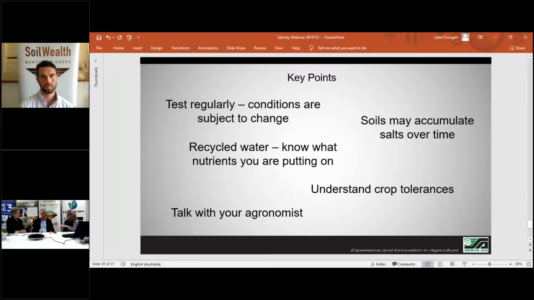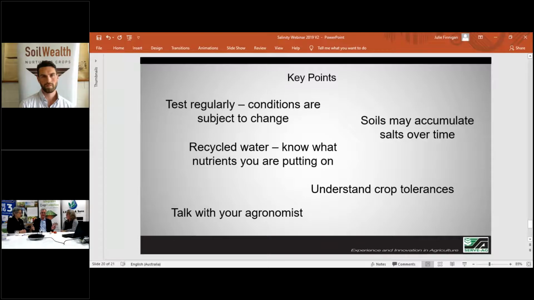The other thing to consider there too is that depending on the size of your dam, we can get stratification of salt within the water profile too. So sometimes where we draw the water from, near the surface or close to the bottom, can make an impact on the quality of the water that we're applying. And often the water gives you an indication itself.